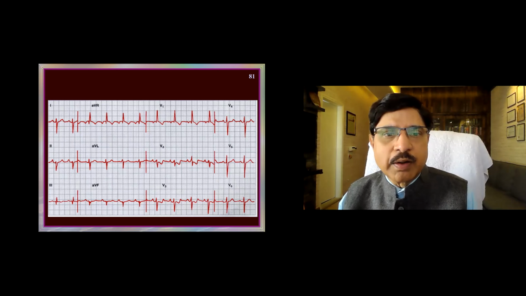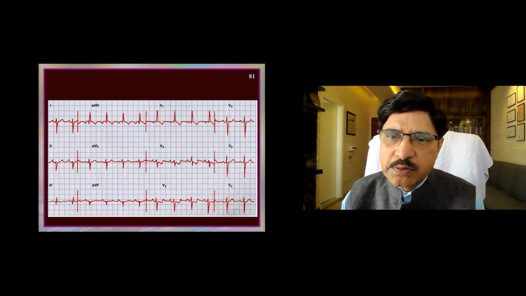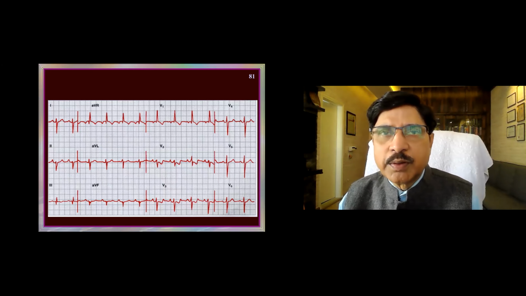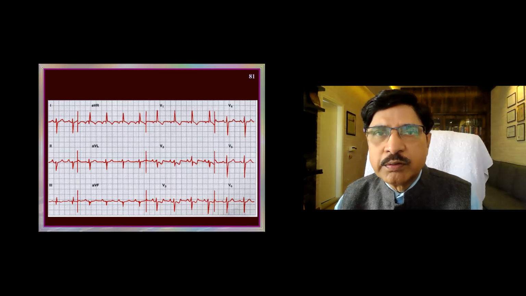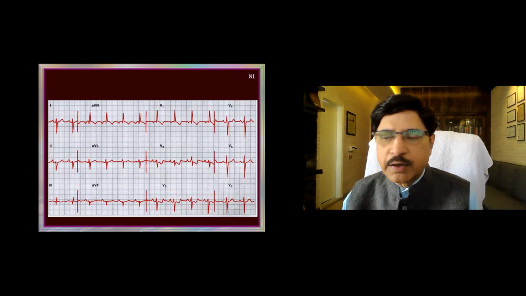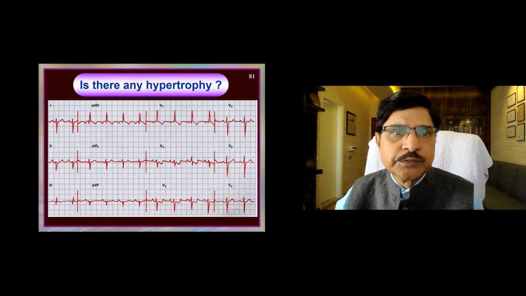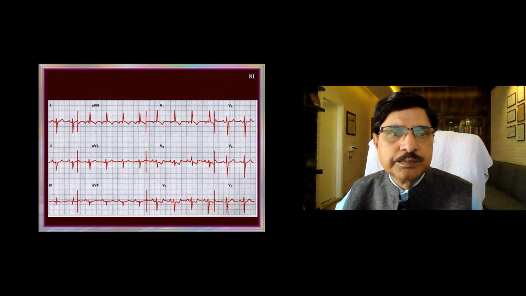The common causes of right ventricular hypertrophy are mitral stenosis, pulmonary stenosis, pulmonary regurgitation, tricuspid regurgitation, any one of these conditions, or ventricular septal defect with left to right shunt, and all those. We'll come to those things in the next slide. Is there any hypertrophy? Yes, there is, and it is right ventricular hypertrophy.